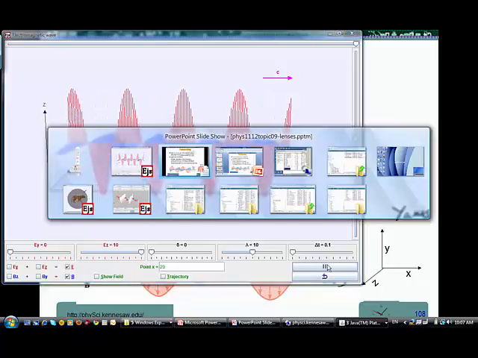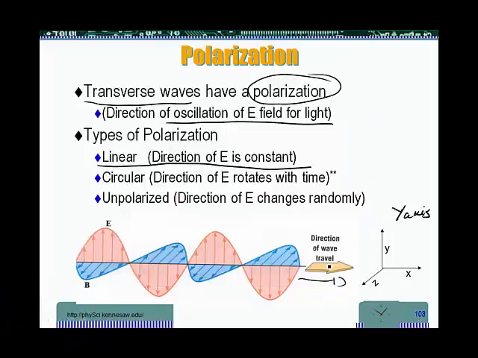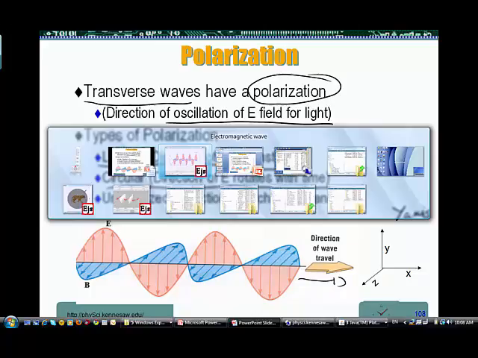Now, there is what we call circular polarization. This one is kind of neat to look at, but it is a particular case where the polarization of E changes. And I'm going to try to show you one here.